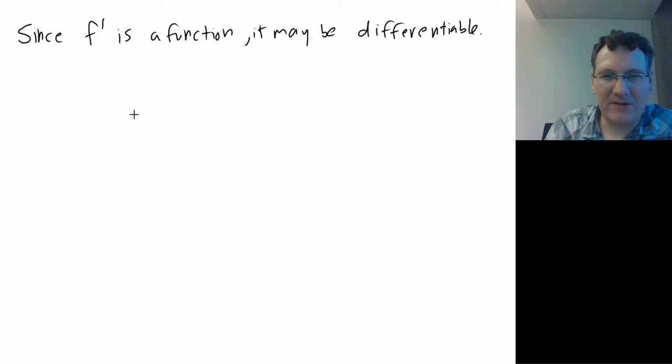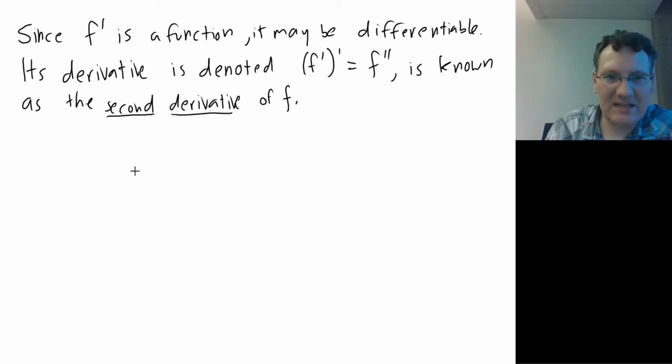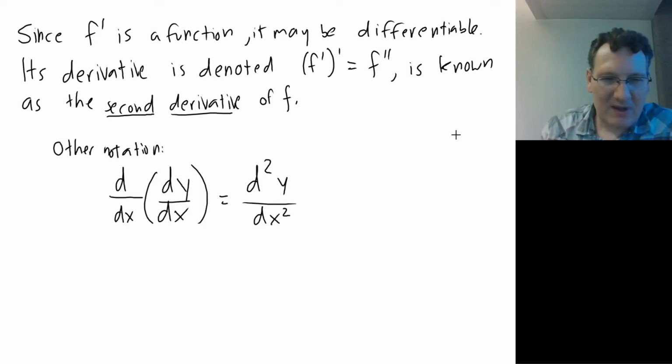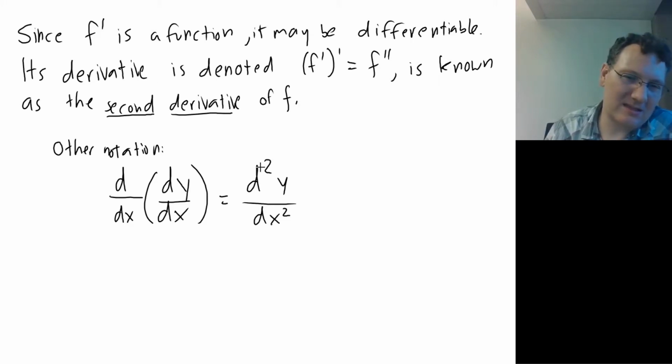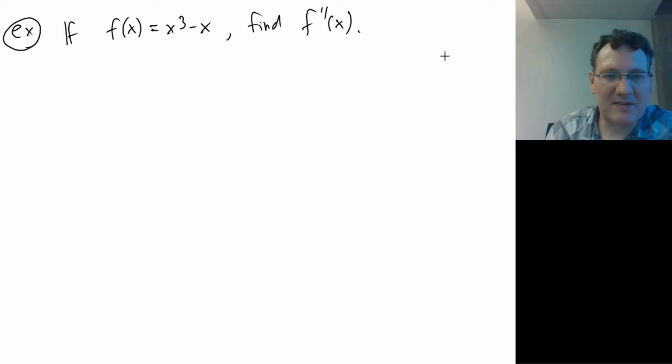Since f prime is a function, it may be differentiable, so we could take its derivative. Its derivative would be denoted f prime prime. We don't actually draw the parentheses. Usually we just say f with two little ticks. F double prime, we usually say. And that's known as the second derivative of f. Other notation you might see, this d over dx, this differentiation operator applied to dy over dx, we write as d squared y over dx squared. This is notation that's very common to see. So for example, let's find the second derivative of x to the third minus x.